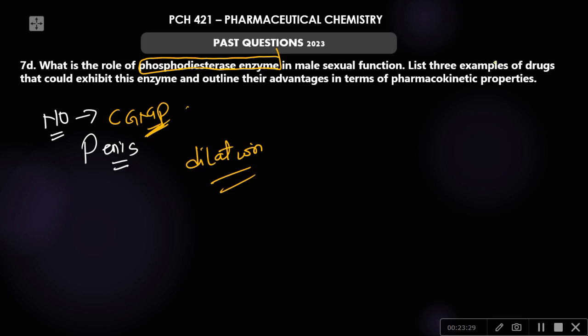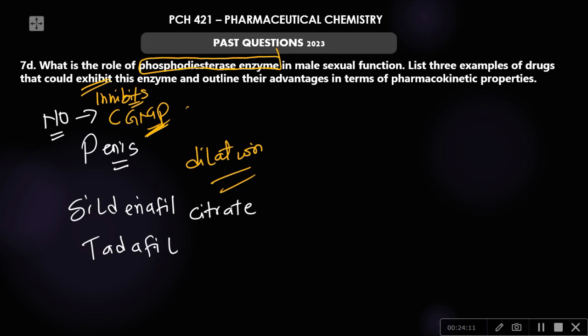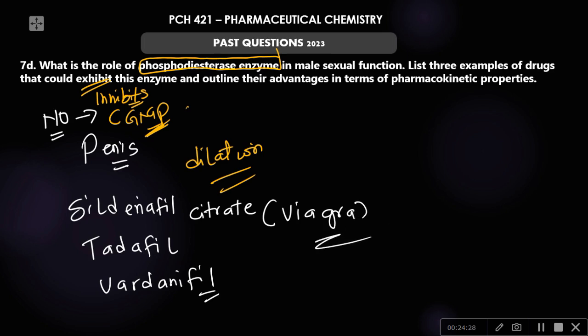Now, list three examples of drugs that can inhibit this enzyme. The drugs are sildenafil. Sildenafil is usually in the citrate form, so we have sildenafil citrate. We also have the other one, which is tadalafil. And then we also have vardenafil. Now this sildenafil citrate is what you know as Viagra. Are you getting it now? It's what is known as Viagra.